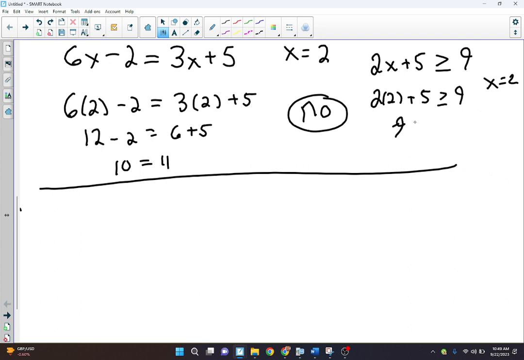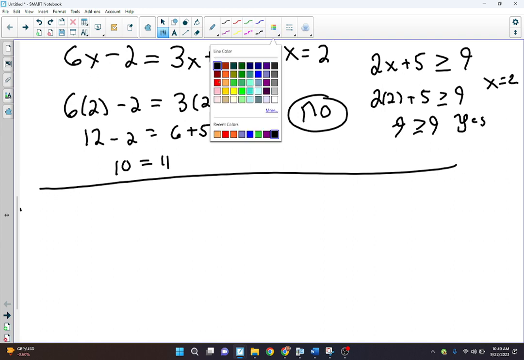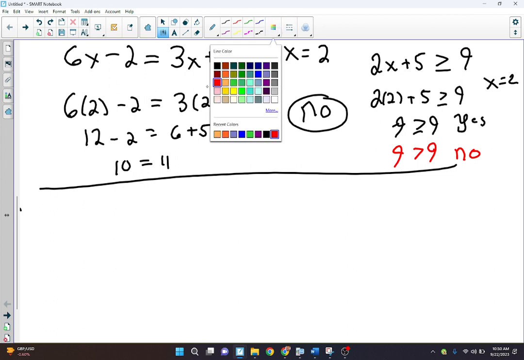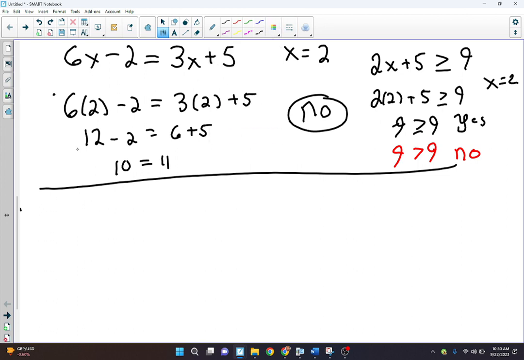9 is greater than or equal to 9. So this is a yes. Remember, if it looked like this, 9 is just greater than 9. That is not a true statement, so that's a no. So remember the difference between greater than or equal to and just greater than, or vice versa. Less than or equal to or less than. On your test, you're going to have to translate verbal phrases.